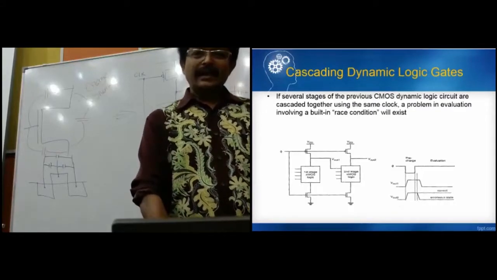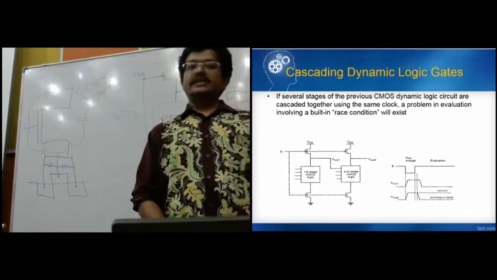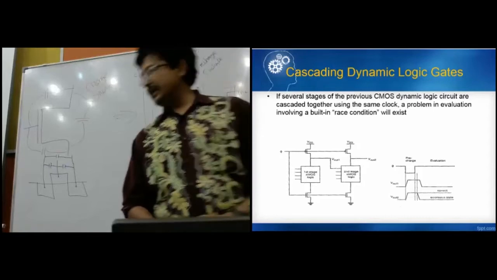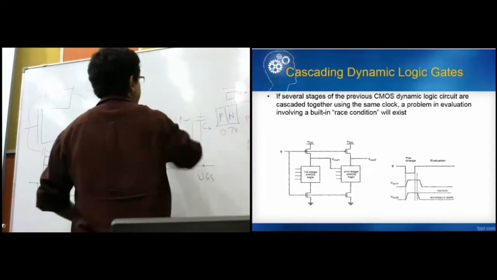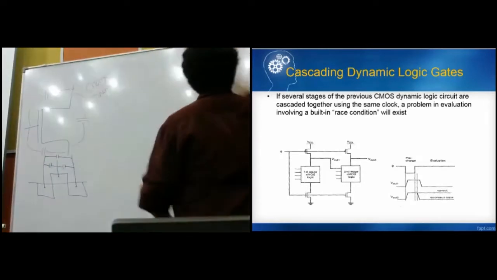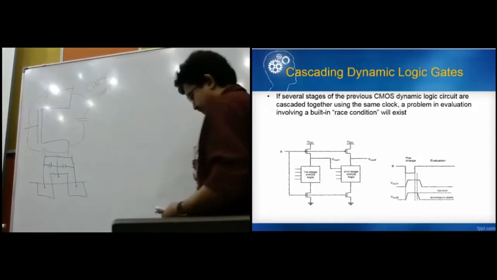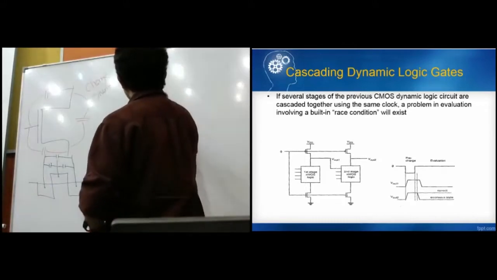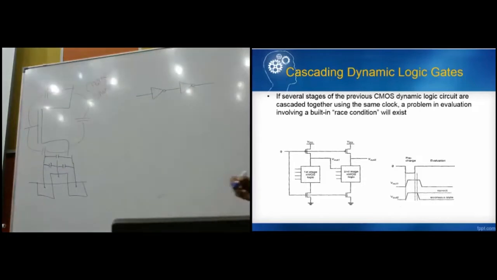Okay. Yang masalah yang ketiga dinamakan sebagai cascading dynamic logic gate. Okay, cascading dynamic logic gate. So what is cascading dynamic logic gate? Let's say that we have a circuit, one inverter connected to another inverter. Apakah nama benda ni? Two inverters connected in series.